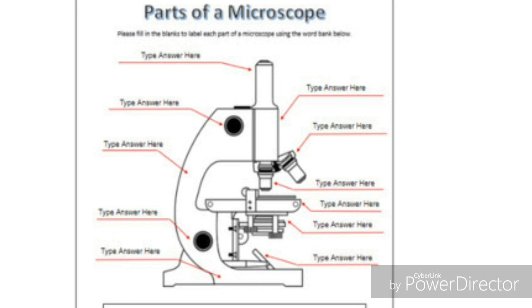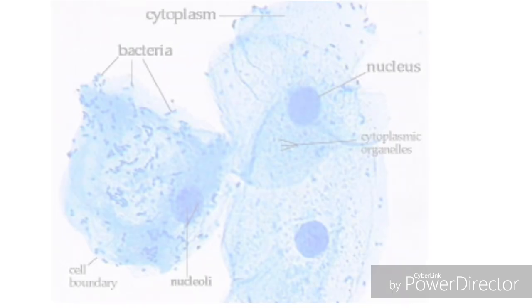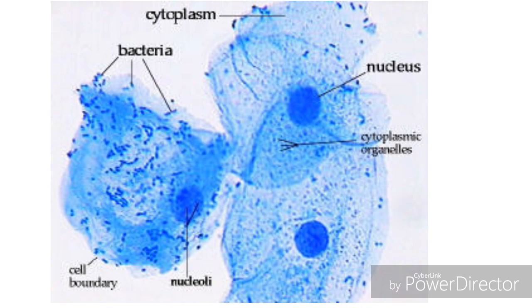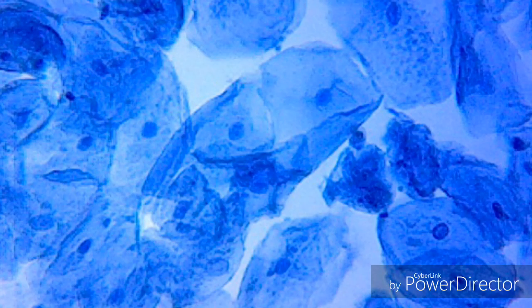Students, now you can observe cheek cells, and in these cells, in the central region, a spherical body is there. It is the nucleus, the most important organelle in a cell. What you are observing is an animal cell because we have taken cheek cells from our mouth.